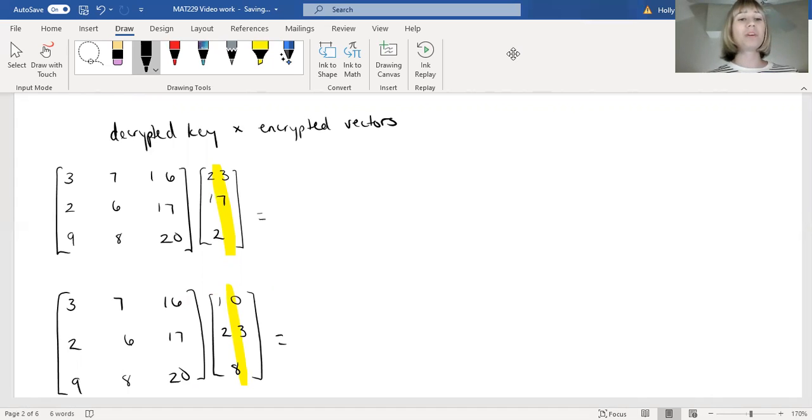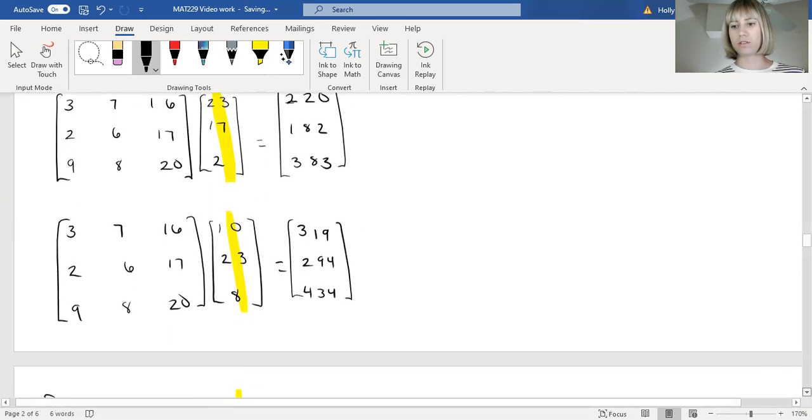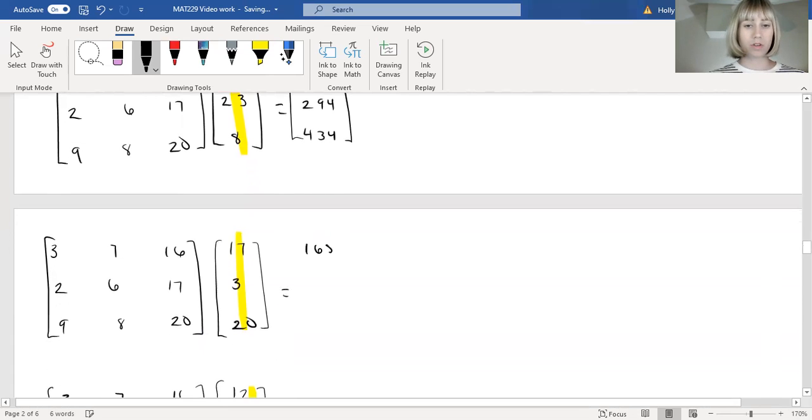Okay, so if we multiply each one, remember when you multiply, you will just get a vector. So you're going to get 220, 182, 383. Okay, and so on down the line. If we continue, we'll keep going. You might notice we just used the mod to get to numbers that are in the alphabet, and now we are way outside the alphabet with numbers such as 434. So what the heck? I thought we did all this work so we were back in the alphabet, and now we are outside the alphabet. Yes, we are. But that's okay.